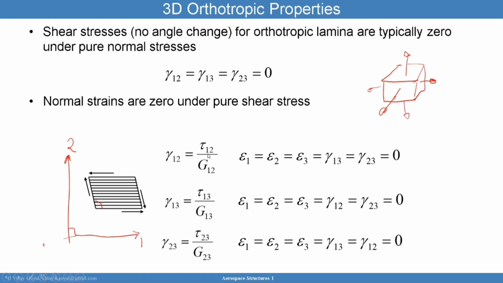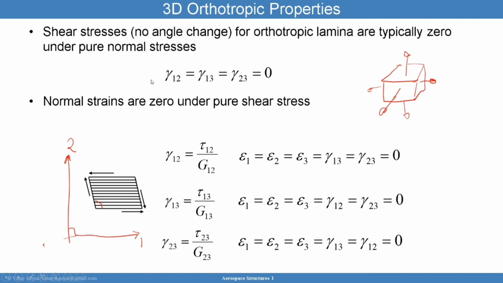I can then perform the experiment again in the 1-3 plane and then in the 2-3 plane. Torsion tends to be the test that's typically used to measure the shear modulus. So there are 3 different shear moduli for orthotropic materials. For isotropic materials, G12 will be equal to G13 equal to G23, and shear modulus is basically the resistance to the angle change due to applied loading.